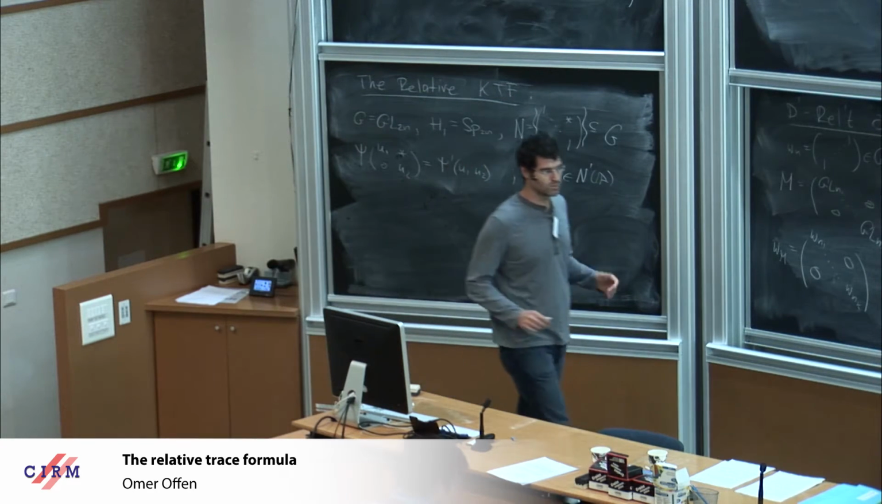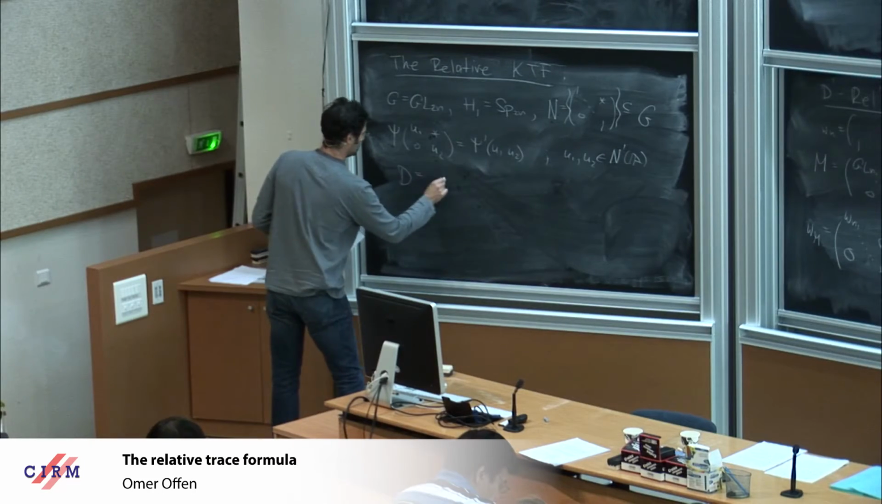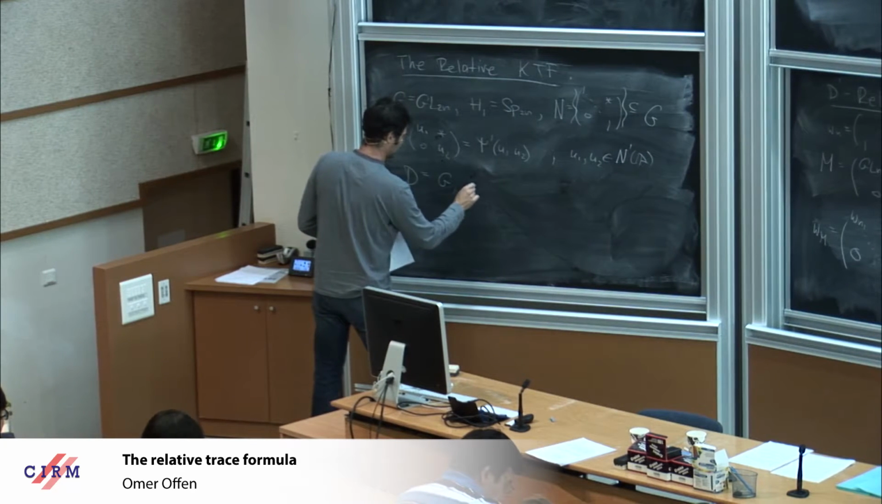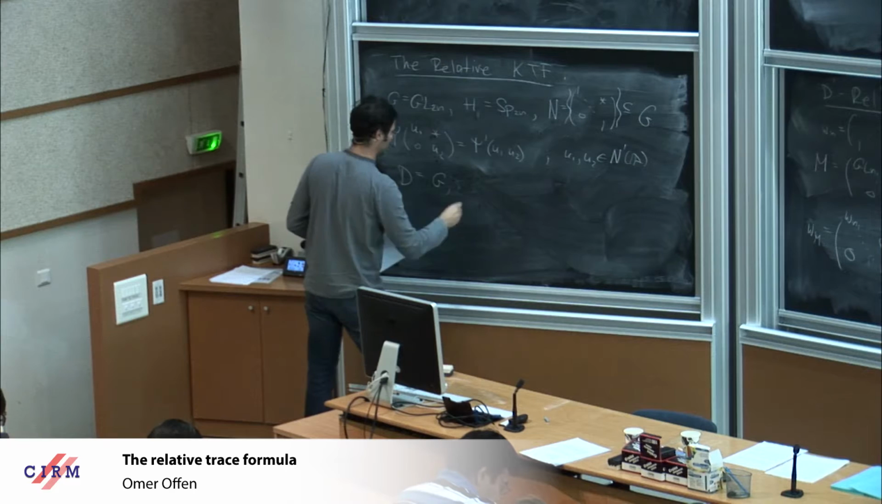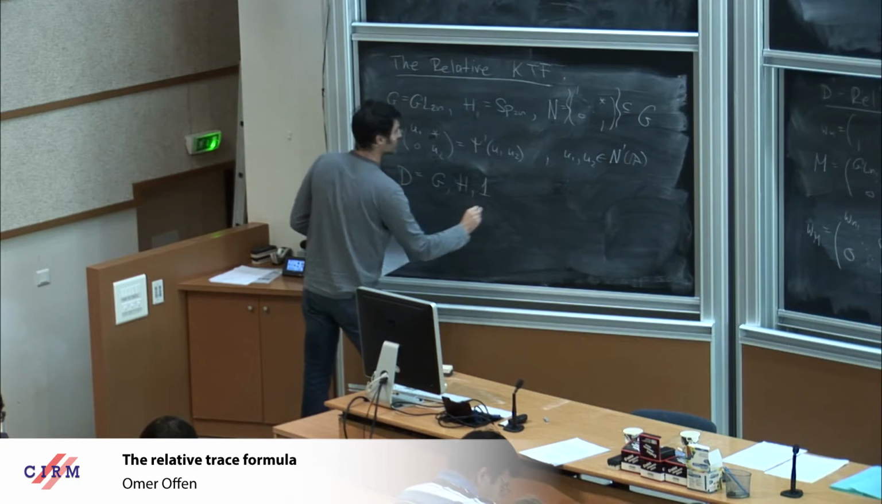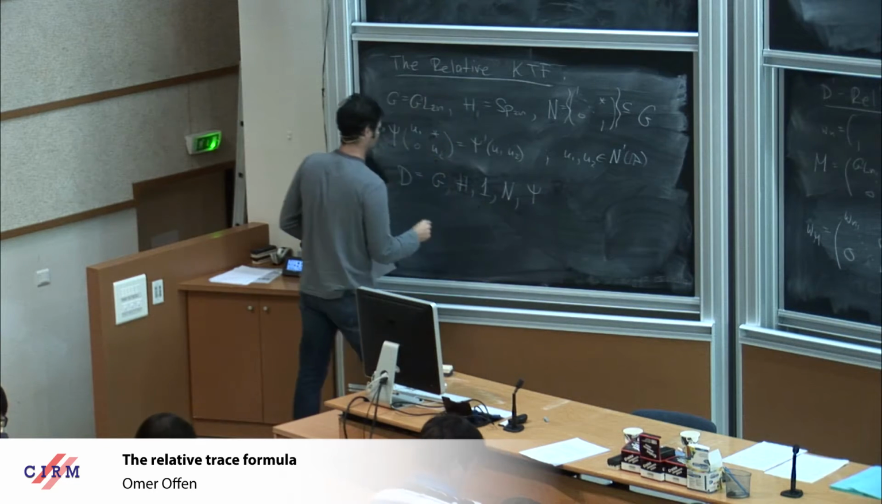And again, one has to analyze double cosets. Okay, so again, the data D is now G, H, let me call SP2N H, the trivial character, N, and the degenerate character.